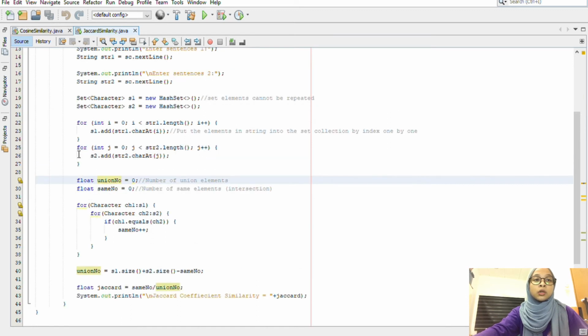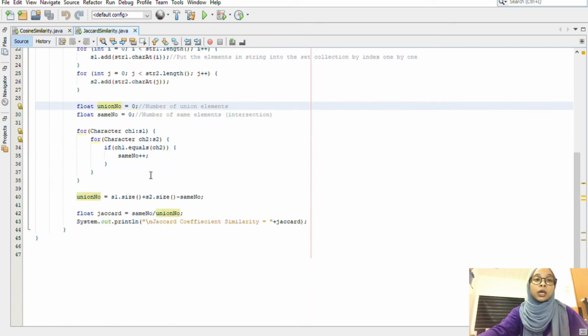This s1.add adds the word into the set, the hash set. Then that's all. Oh yeah, this is the Jaccard similarity formula, which is s1 plus s2 minus the intersection.